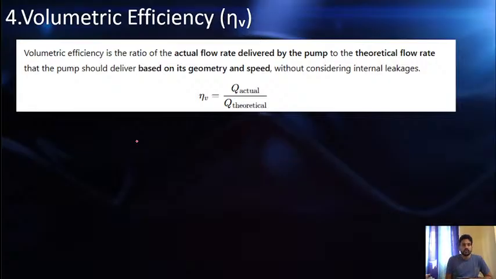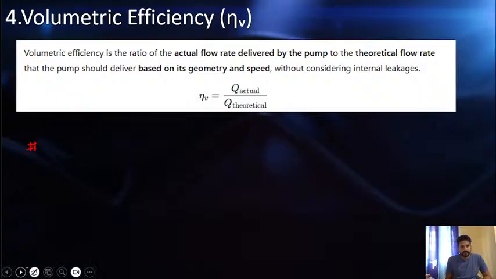So volumetric efficiency is the actual flow rate delivered by the pump to the theoretical flow rate that the pump should deliver based on its geometry and speed without considering internal leakage. So this is my volumetric efficiency: Q actual divided by Q theoretical. That's it, nothing else. Okay.